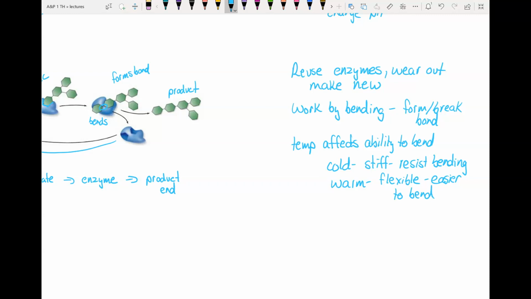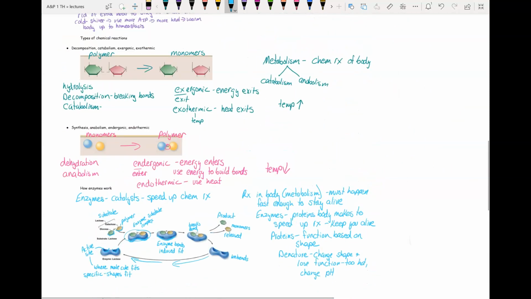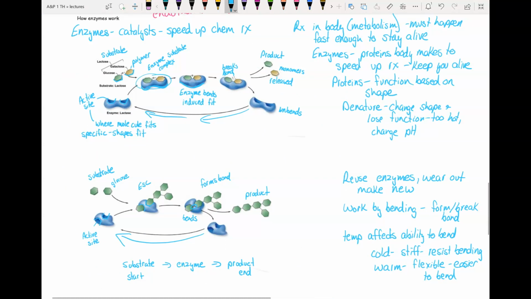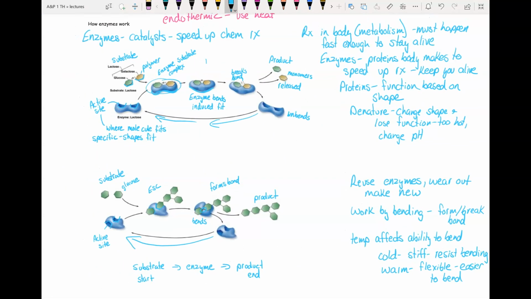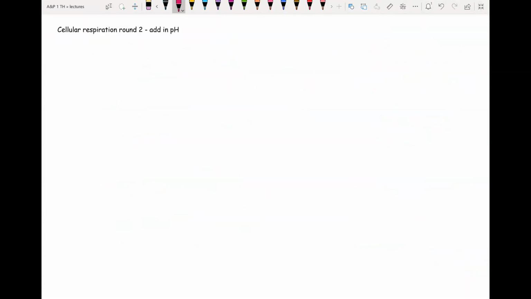Remember this, the effects of temperature on the ability of an enzyme to bend. And if we tie this in to what we had up here with types of reactions, this top one here, you're breaking bonds, so this is a decomposition. And the bottom one here, we're building bonds, so this is an example of synthesis. So enzymes work in both decomposition and synthesis reactions. Let's go back to cellular respiration now and add in some more information from what you learned before.